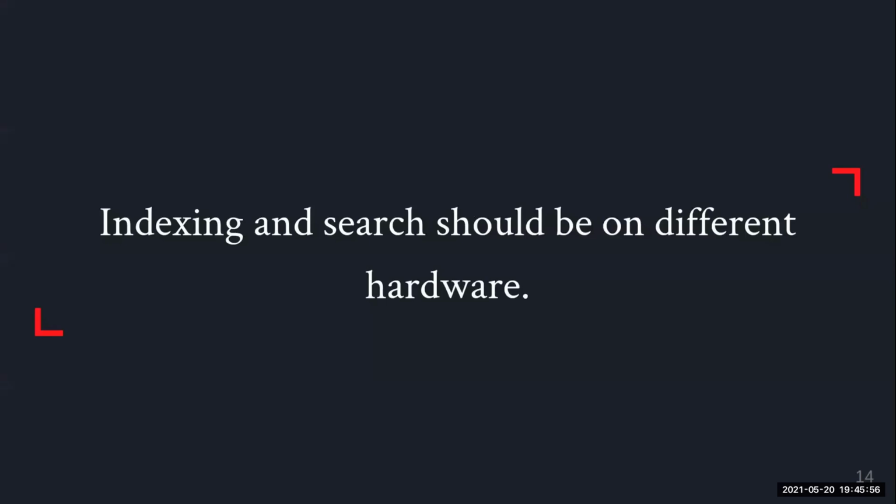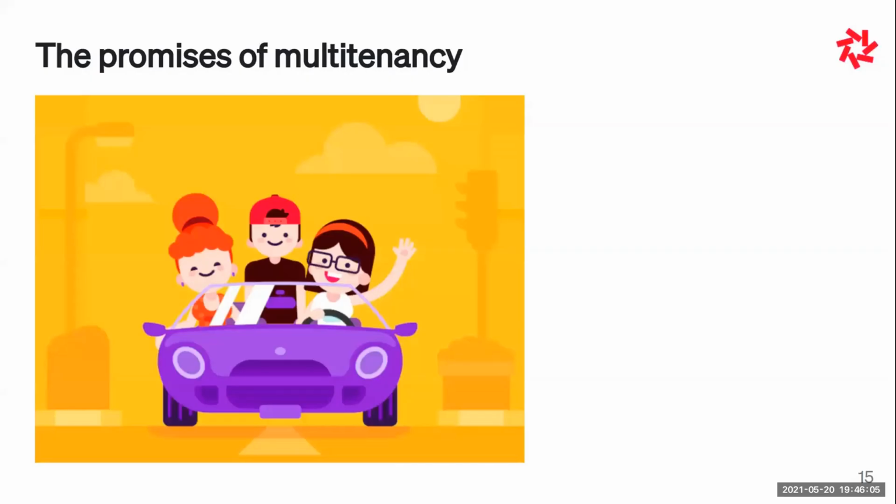So as a solution, we actually want indexing and search to be on different hardware. That's also an easy thing to do. So that's our low-hanging fruit. And now we get into the fun stuff, the complicated stuff, the exotic stuff. And it's going to be about multi-tenancy.